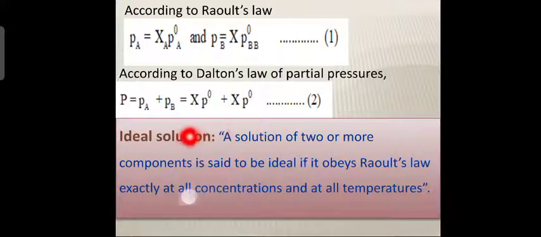Now what is an ideal solution? A solution of two or more components is said to be ideal if it obeys Raoult's law exactly at all concentrations and at all temperatures.